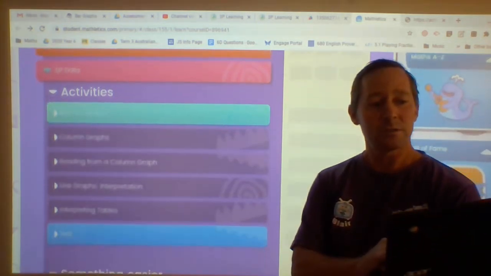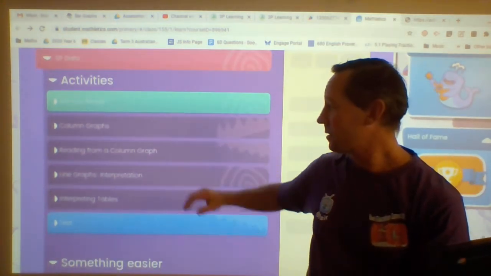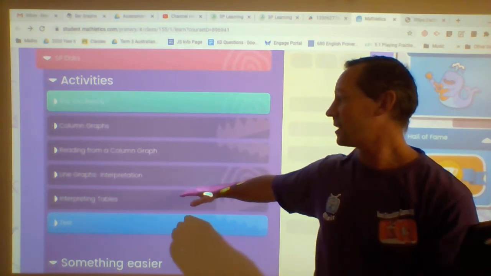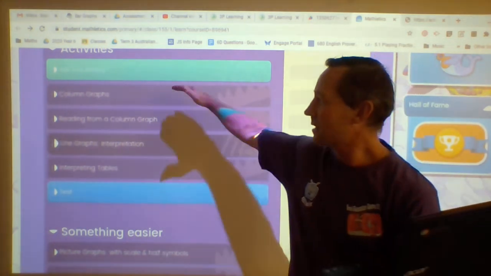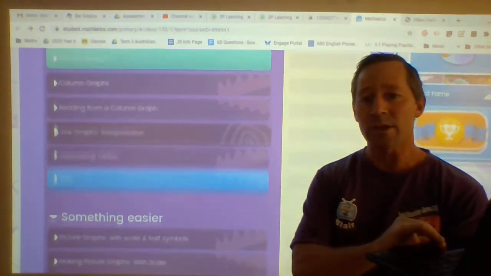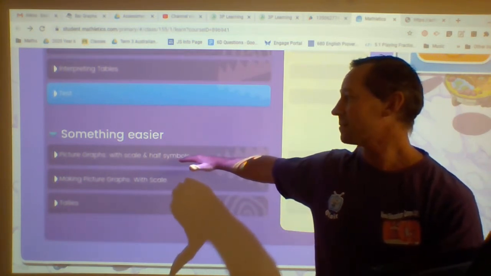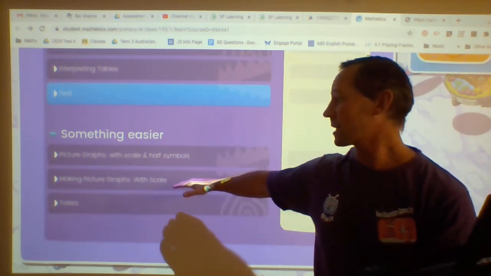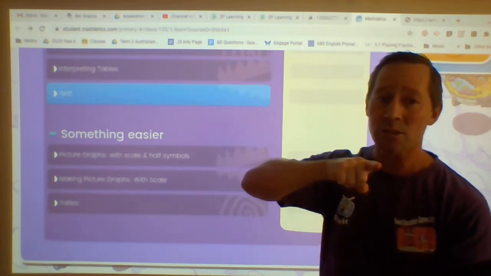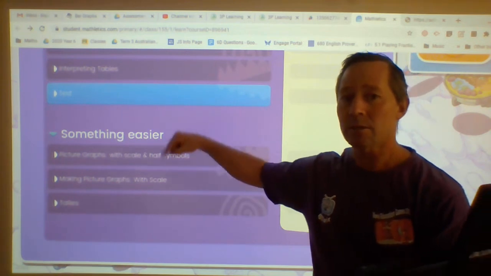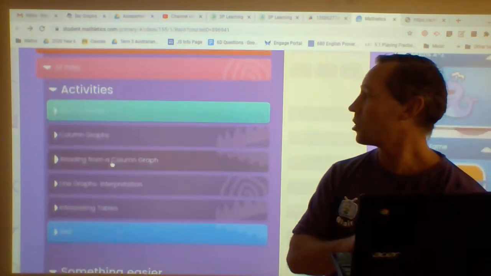The first ones here are column graphs, reading from a column graph, line graphs, interpreting tables, and then there's a test. Now if you're finding a couple of these a little bit tricky, just go further down and you'll find there's something easier. I've got picture graphs, making picture graphs with scale and tallies. Tallies are where you've got the 1, 2, 3, 4, and the fifth goes across, 5, 6, 7, 8, 9, 10. So this one, I'm just going to have a quick glance at column graphs.